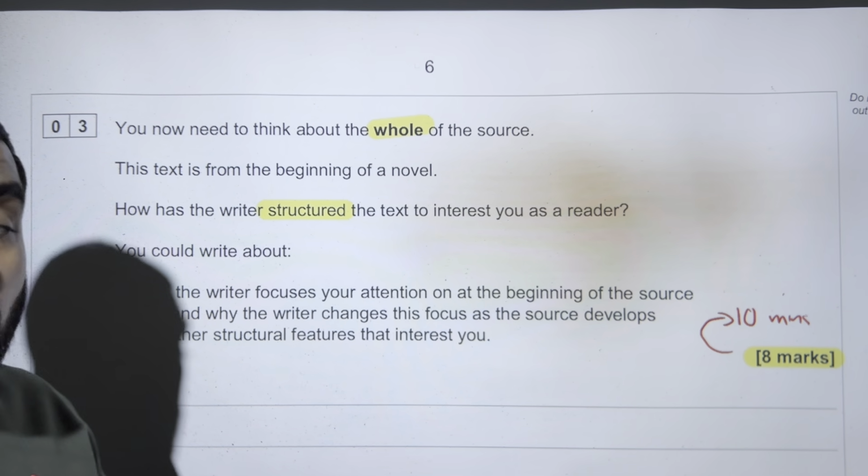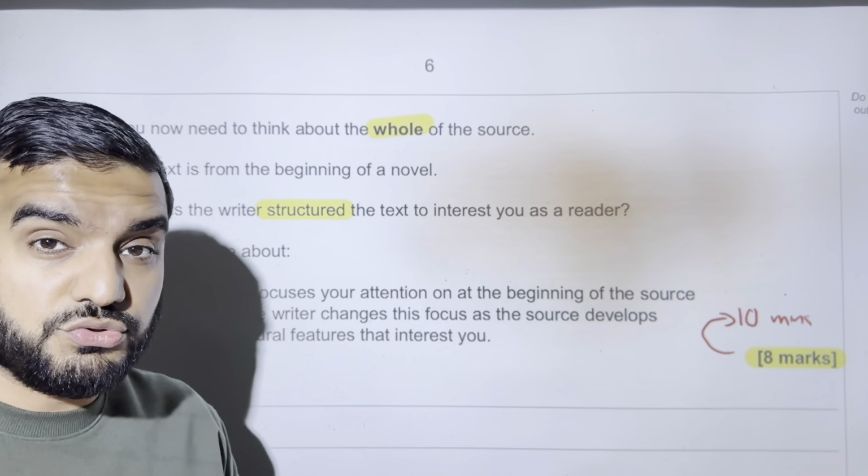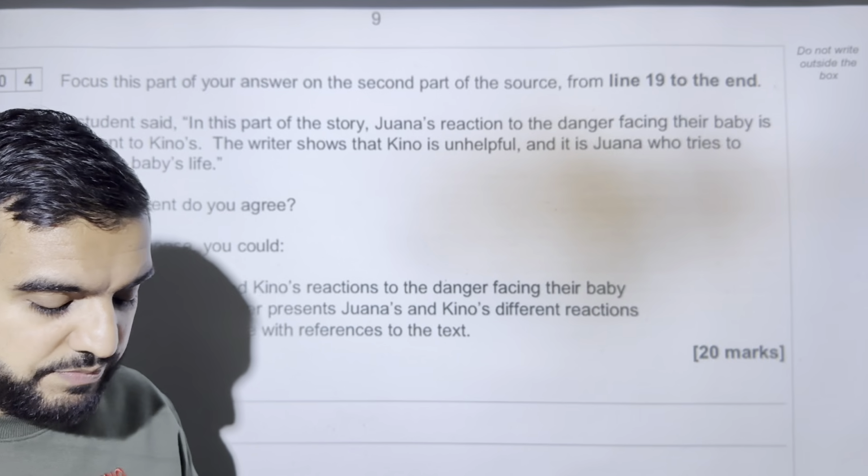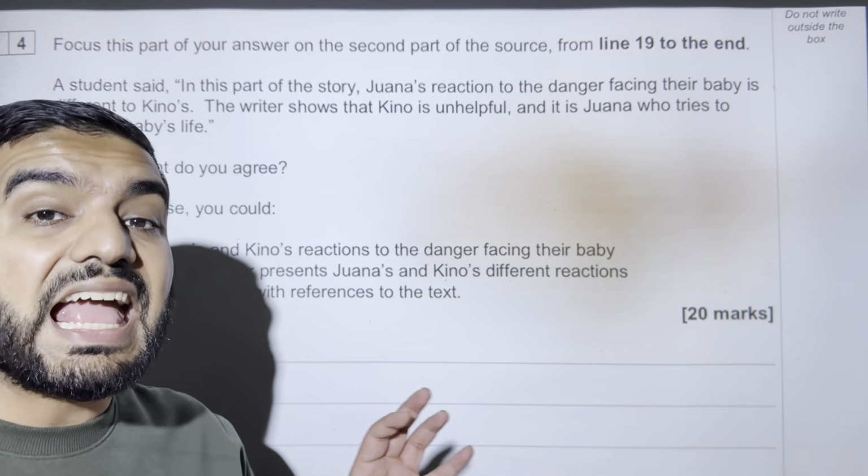So we spent 10 minutes on question 3, 10 minutes on question 2, 5 minutes on question 1. Then we move on to, guys, question number 4. And question number 4 looks at the end of the source.